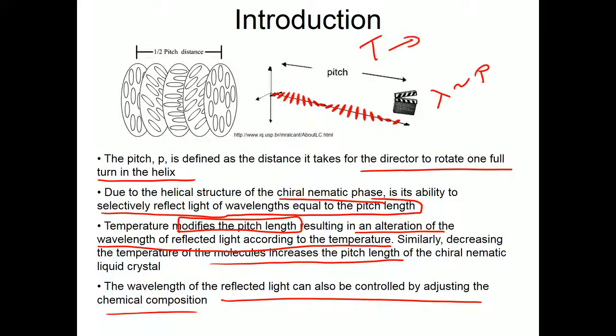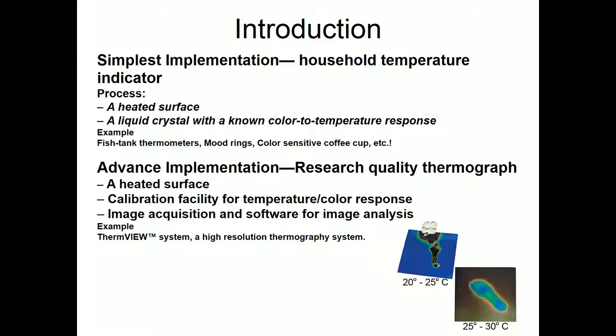So, that means with temperature, if the pitch changes, then the wavelength of the reflected light will also change. Temperature leads to a change in the pitch, which leads to a change in the wavelength of the reflected light. So, there is a connection between temperature and the wavelength of light that is reflected. This can also be controlled by using chemical composition.